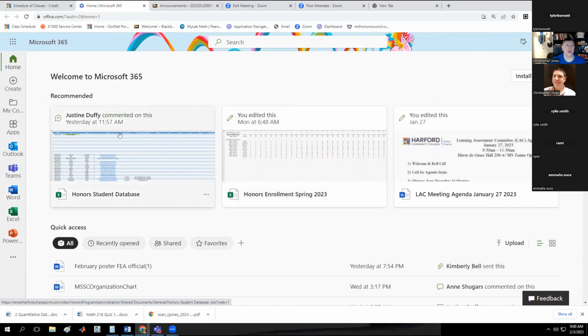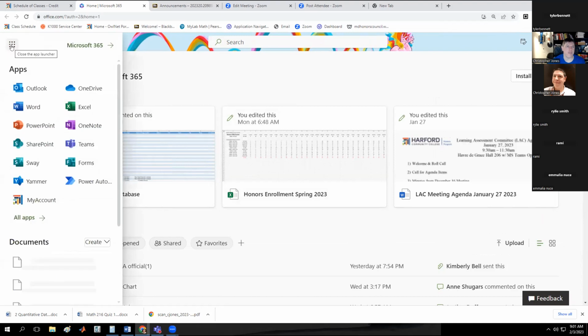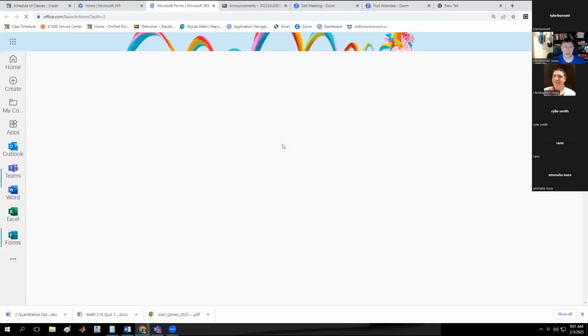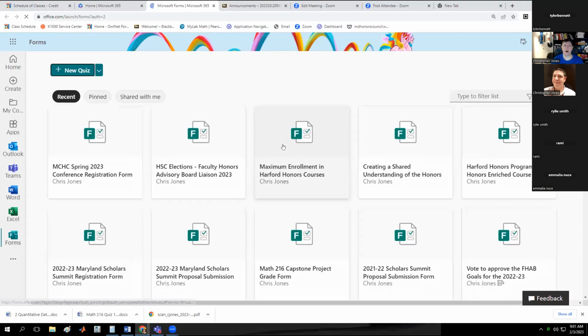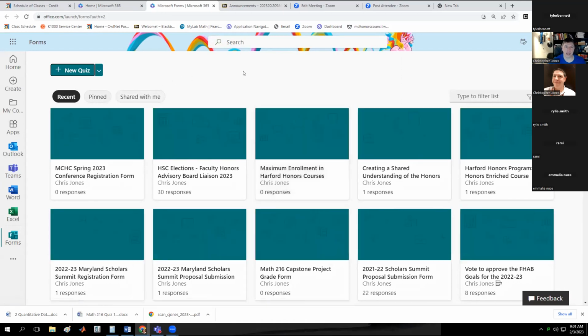Now, to get to Microsoft Forms, you can click in this upper left-hand box if it doesn't show up down here, or you can click down here on the three dots. If you click up here, it'll bring up all the apps. I'm just going to say Microsoft Forms. What it'll do is bring up a whole bunch of stuff. You might not have anything in here. I have a lot because I made a bunch of forms. To create a new form, you're just going to click on this down arrow and click new form.